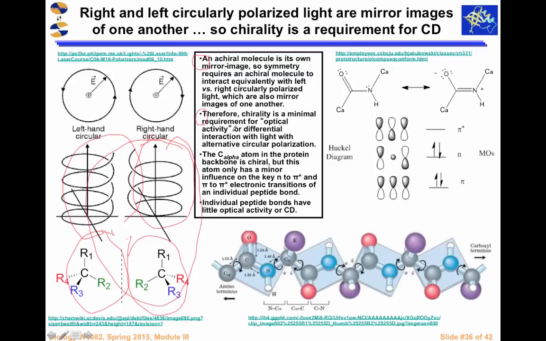If you're achiral, you can't have CD, because you are the mirror image of yourself, and therefore you necessarily, physically, by symmetry, must interact equally with right and left circularly polarized light. I wouldn't test you on what's over to the right here, but it's important for knowing what's shown in the next slide. Actually, this is fairly simple.